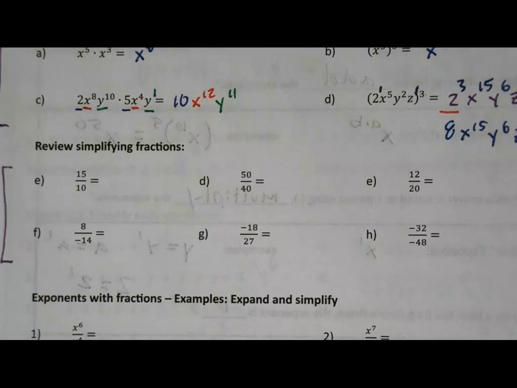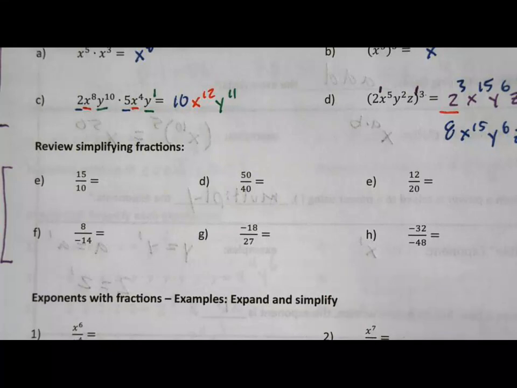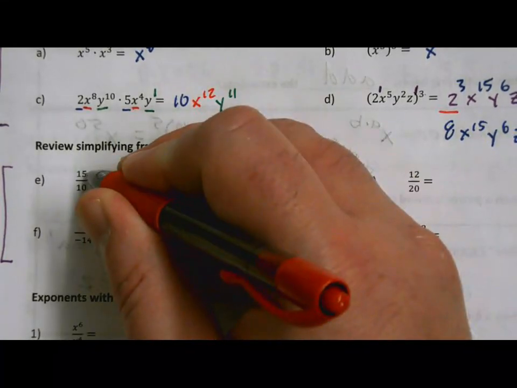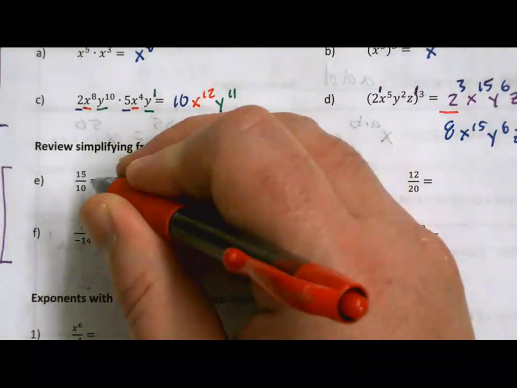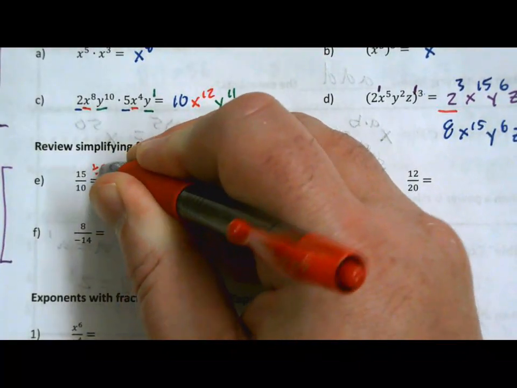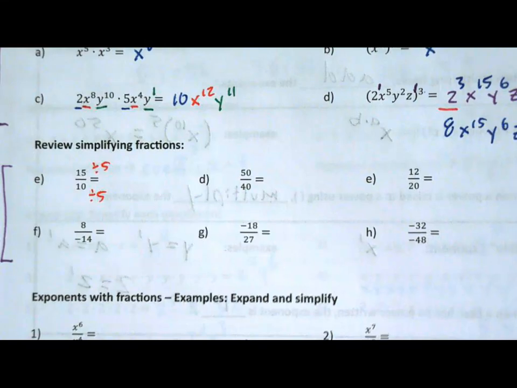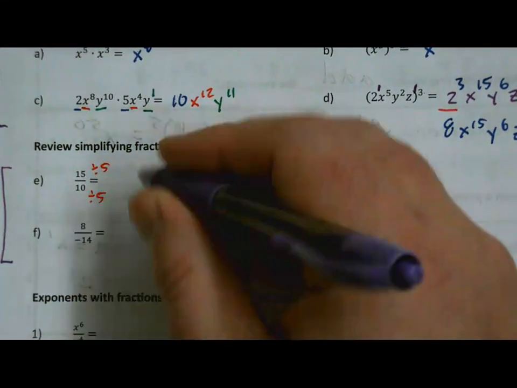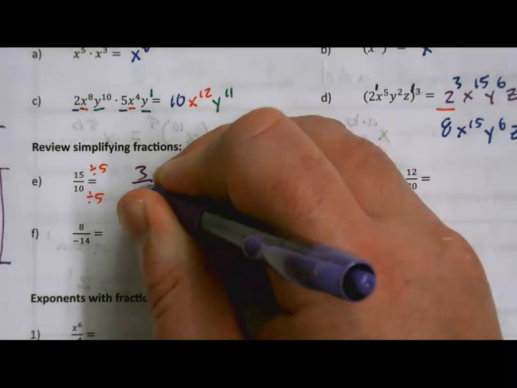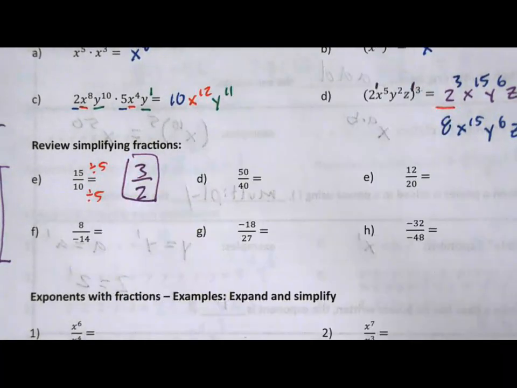But if you don't have one, then do them by hand with me. The way we do them by hand is we ask ourselves the question, what is the biggest number you think of we can divide both 15 and 10 by? I'm thinking 5. They both divide by 5. 15 divided by 5 is 3. 10 divided by 5 is 2, so we get 3 over 2.